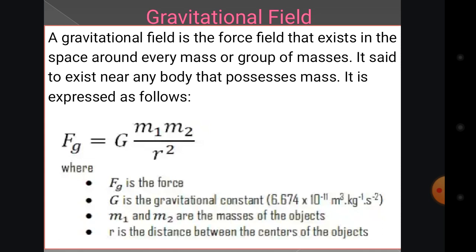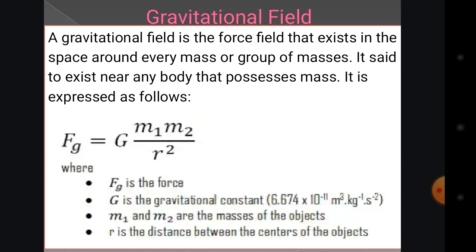Normally, a gravitational field has this formula, and this formula was introduced by one of the best scientists, Sir Isaac Newton. He is the one who discovered the gravitational field. So that is the formula: Fg is equal to capital G m1 m2 all over r squared.